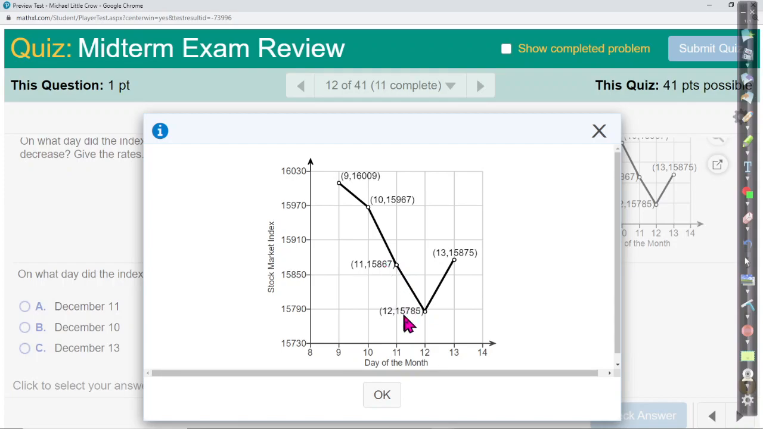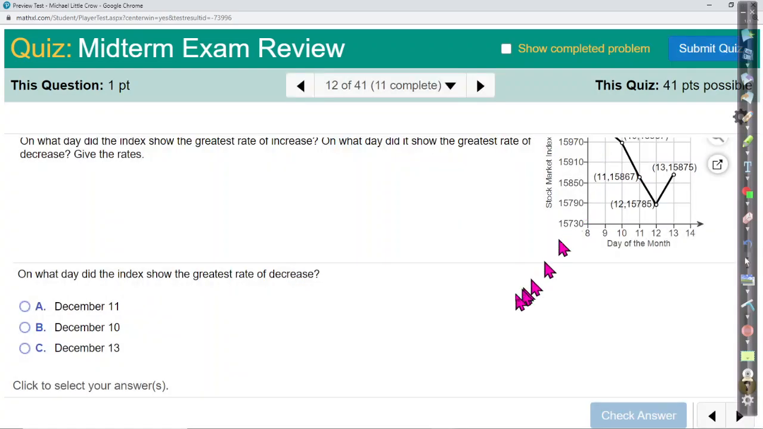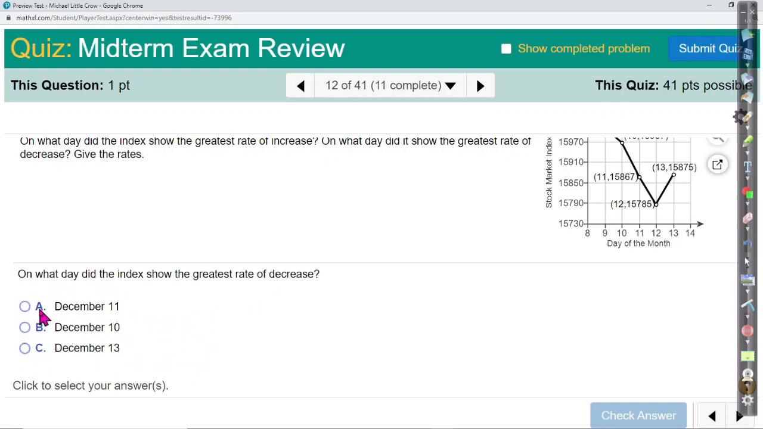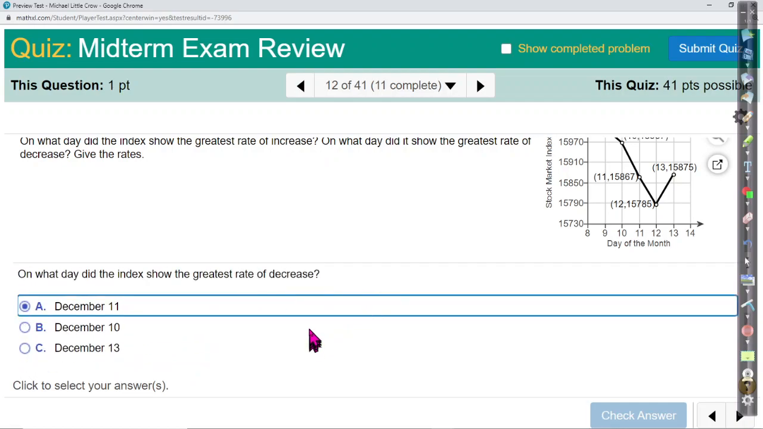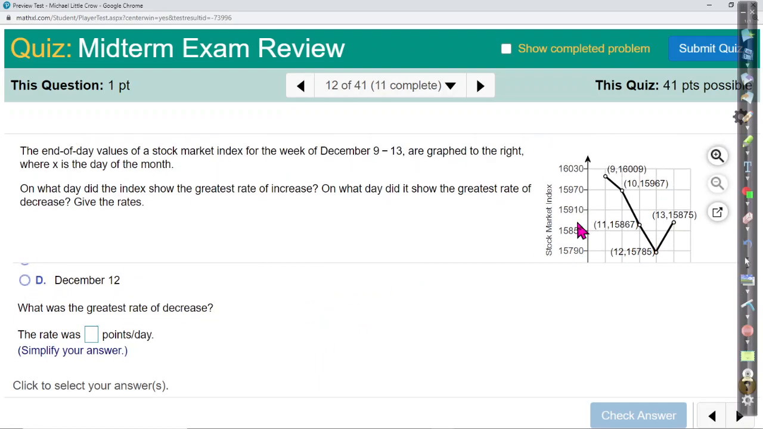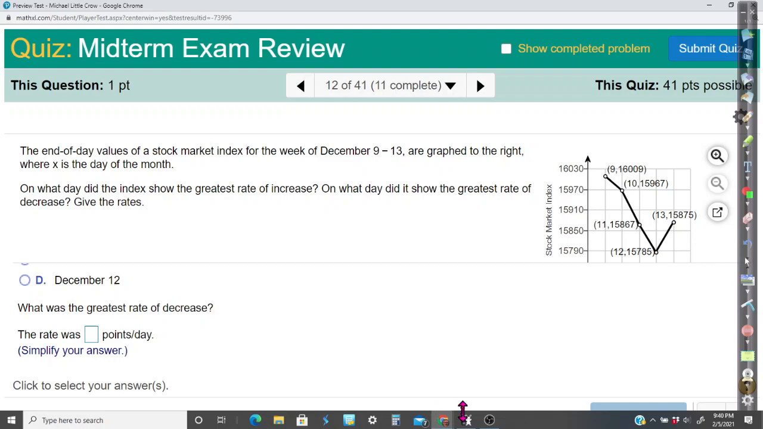I don't know, you could do the subtraction here. I can just see visually it's going to be more here. So I'm just going to go with the visual. They probably want us to calculate it anyway, but I'll go ahead and do that. So it's December 11th was the day, the greatest decrease. And what was it? Yeah, you knew it. They were going to ask us. So we take the ending value from day 10 and subtract the ending value on day 11.